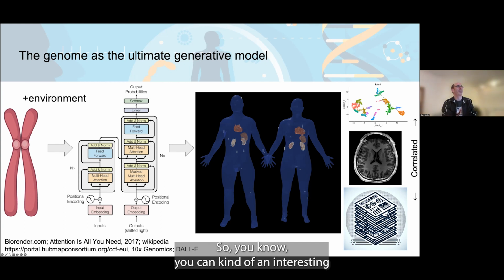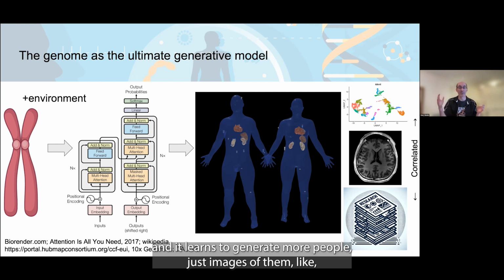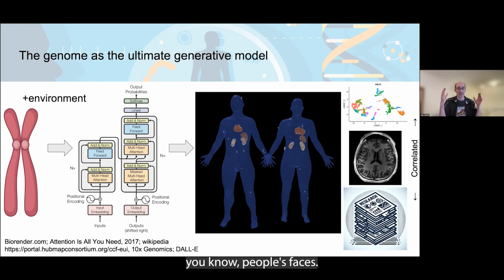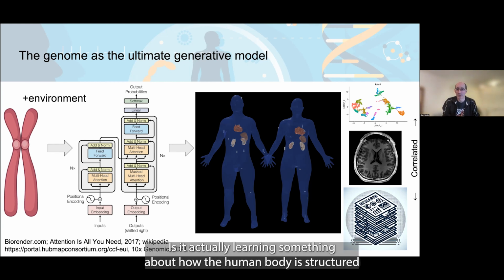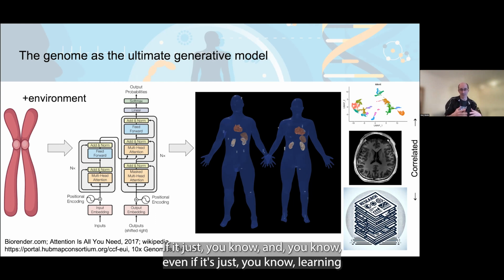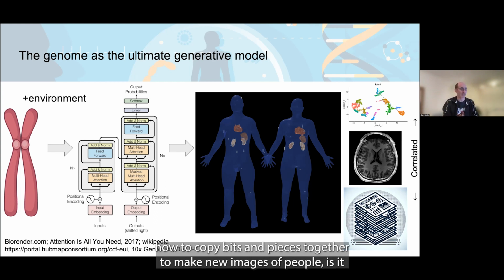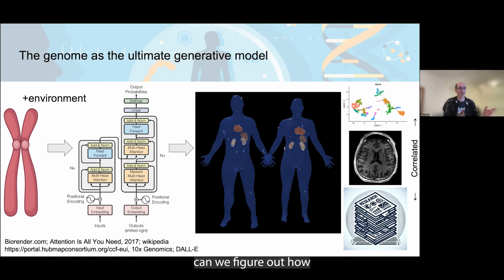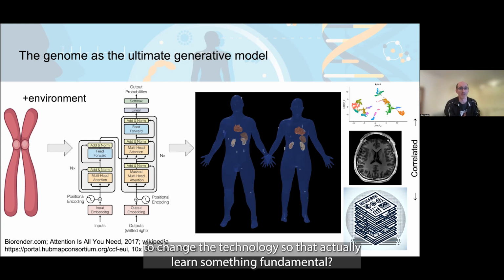An interesting question that comes out of this is, if you have a generative AI system that takes a bunch of images of people and learns to generate more images of them, like people's faces, and you've seen this online, is it actually learning something about how the human body is structured, or is it just copying and pasting little bits of images together? I think that's a very interesting fundamental question. Even if it's just learning how to copy bits and pieces together to make new images of people, can we figure out how to change the technology so that it actually learns something fundamental?